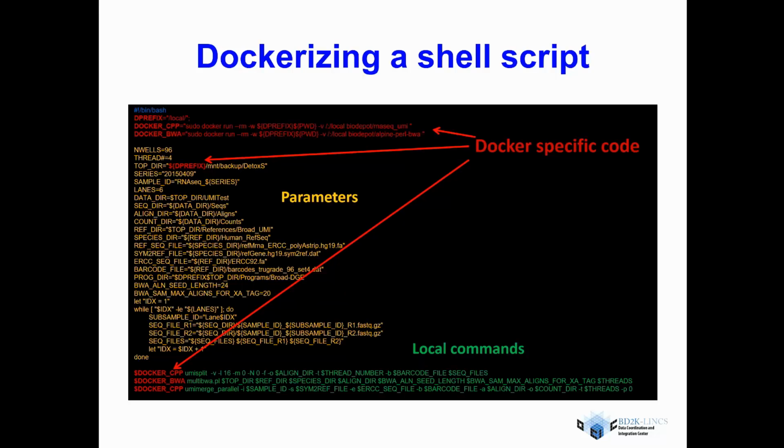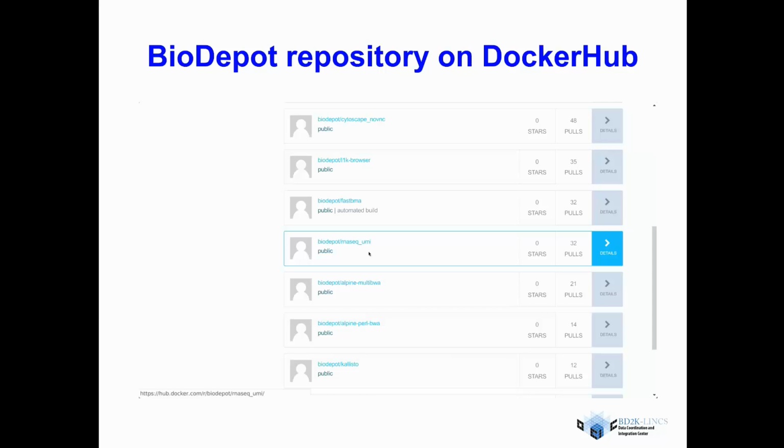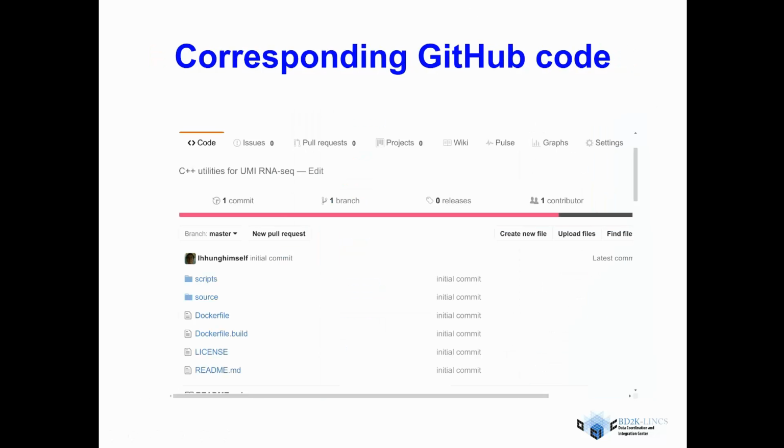Now, these Docker containers live on DockerHub. We have a repository, BioDepot, and basically they're images that you download which have the precompiled software and its environment. The code lives on GitHub, and GitHub has in the past 3 years become the de facto standard for distributing code. It wasn't the case in 2013, but it is the case in 2016. Everything is on GitHub now.